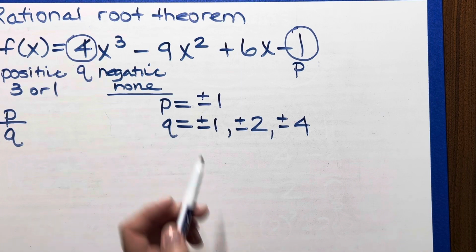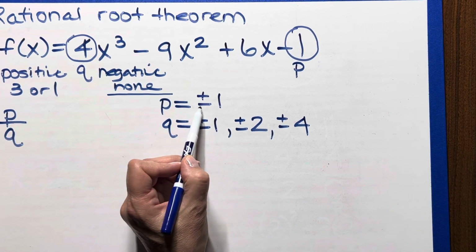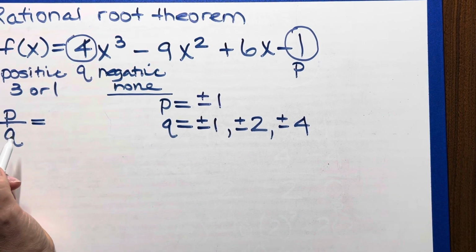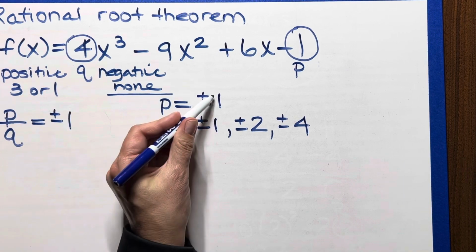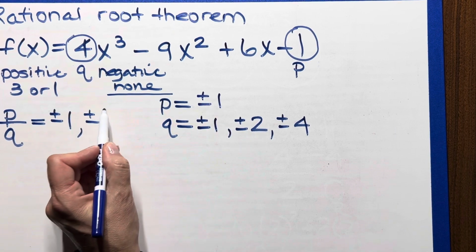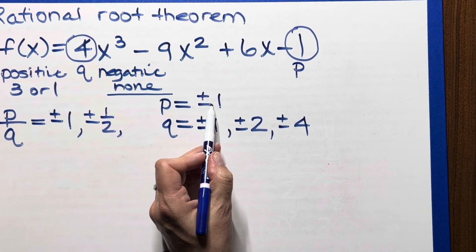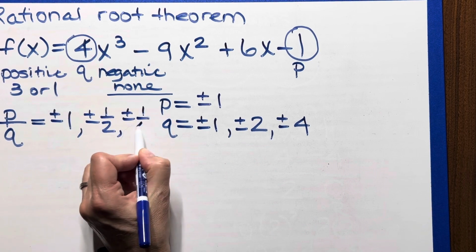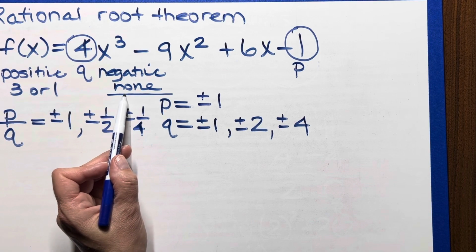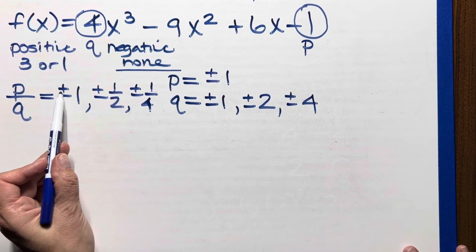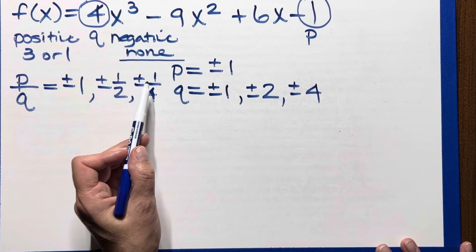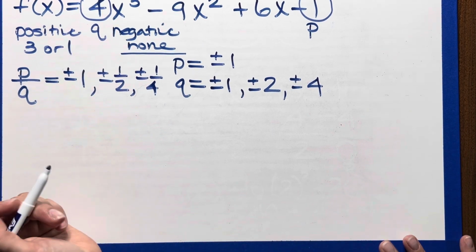So my next step is to take this factor for P and combine it with each of the ones for Q. That's going to give me plus or minus 1 over 1, which is 1, plus or minus 1 over 2, so a half, and plus or minus 1 over 4. So as we noted before, we don't even need to test these negative values. So we're only going to be testing the positive 1, the positive 1 over 2, and the positive 1 over 4. Those are the ones that are potentially going to be our real roots.